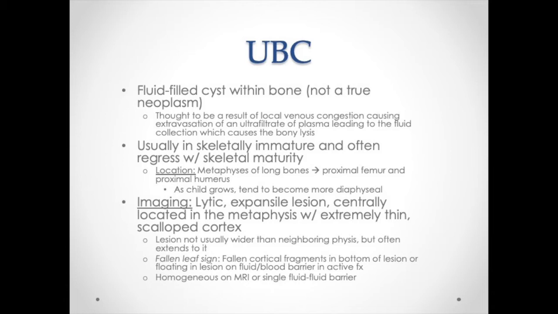As the child grows, these tend to become more diaphyseal as they go along. On imaging, there will be a lytic and expansile lesion centrally located within the metaphysis with very thin scalloped cortex, but not multiple septations. There's usually just a single cavity, and these tend not to be as wide as the neighboring physis, unlike an aneurysmal bone cyst. If they fracture, you can have a fallen leaf sign, which is a fallen cortical fragment in the bottom of the lesion or floating in the middle of the lesion on the fluid-blood barrier from the active fracture and hemorrhagic tissue. These tend to be very homogeneous on MRI with a single fluid barrier, if any.